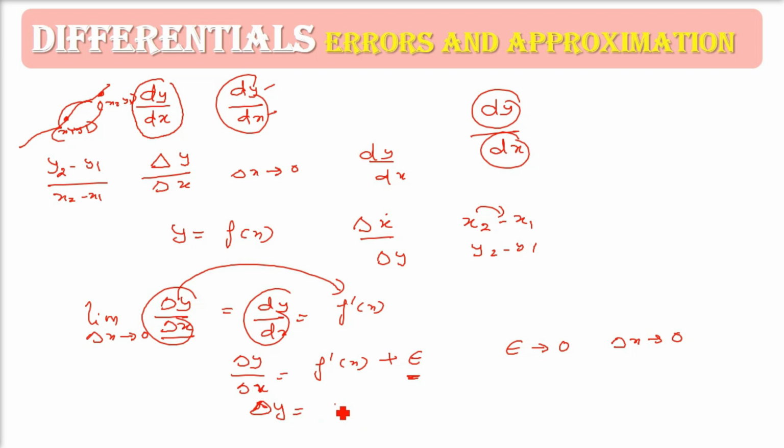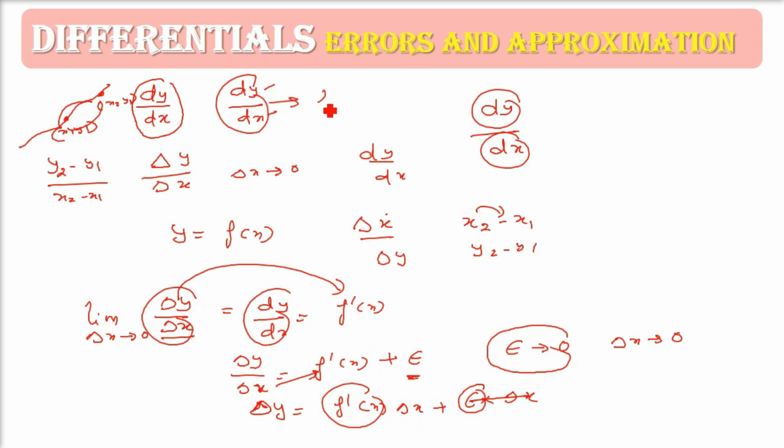So now we can write it as delta y. I am cross multiplying delta x on the right hand side. So delta y equals f dash x into delta x plus epsilon into delta x. Epsilon is very small, like 0. So this epsilon is so close to 0 that it can be disregarded or ignored. So delta y becomes equal to f dash x into delta x.